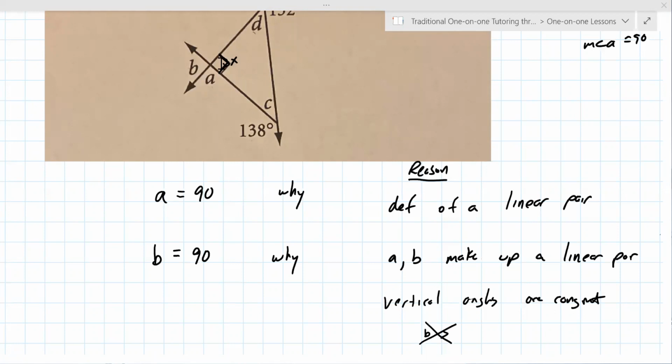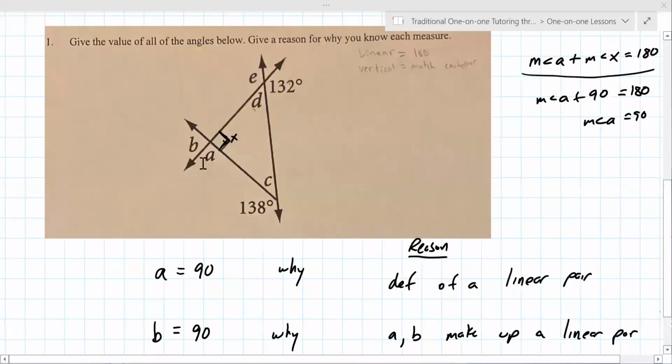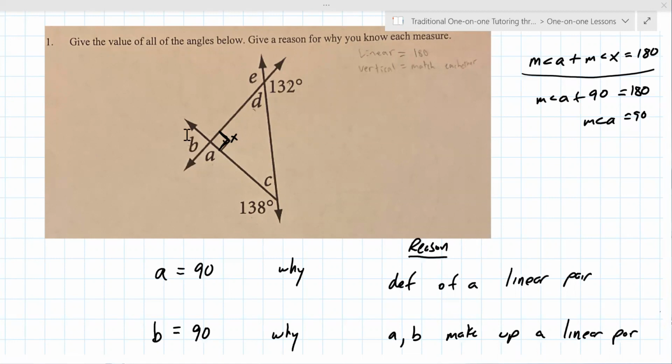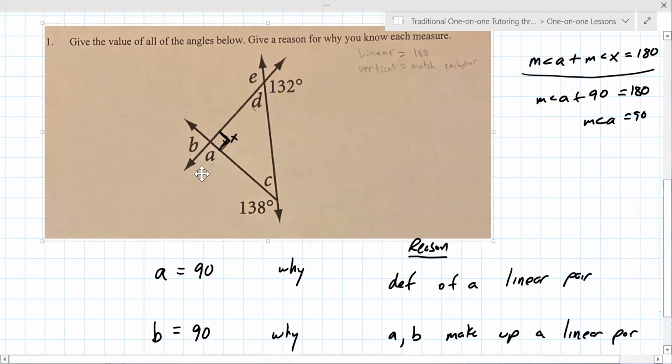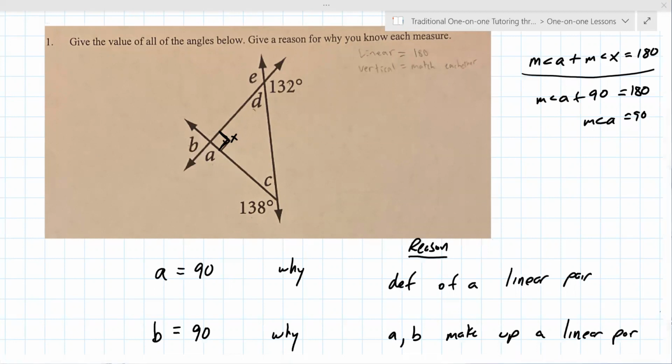And would I say because like 48 plus 132 equals 180? No, you have to go to a definition. It's almost always a definition. Definition of, and then, well, it's the fact that D and 132 make up a linear pair. And so you have to now justify your statement or your work.